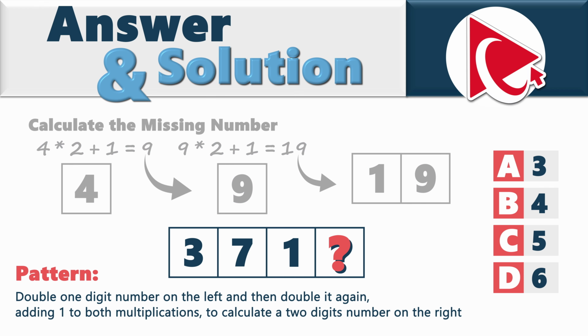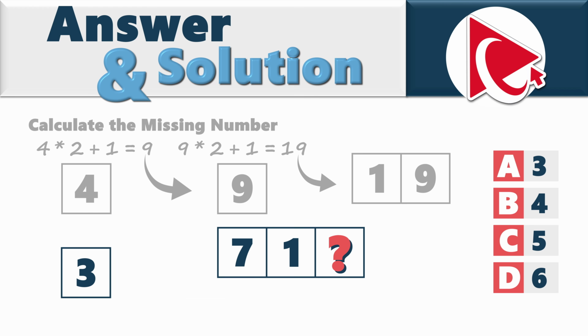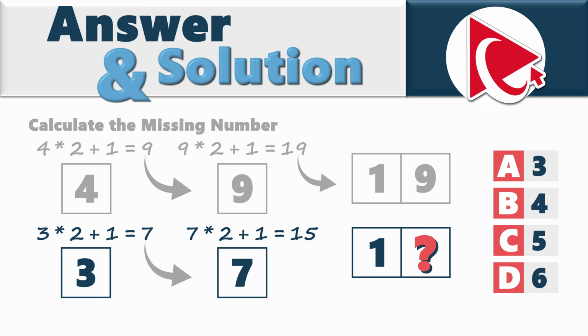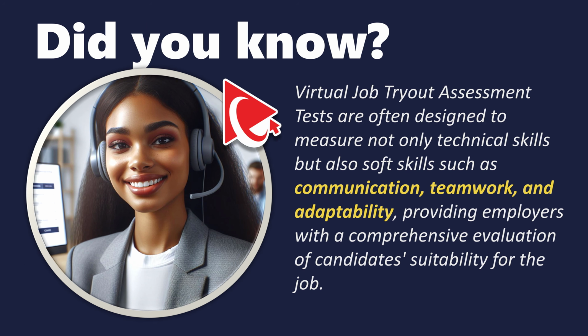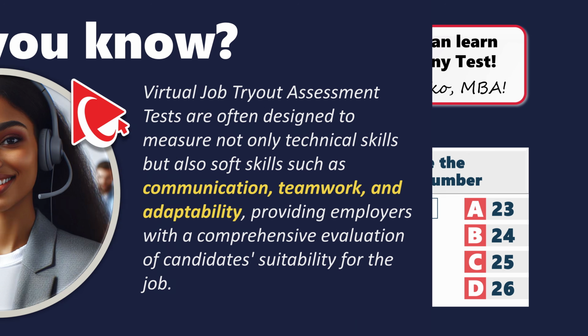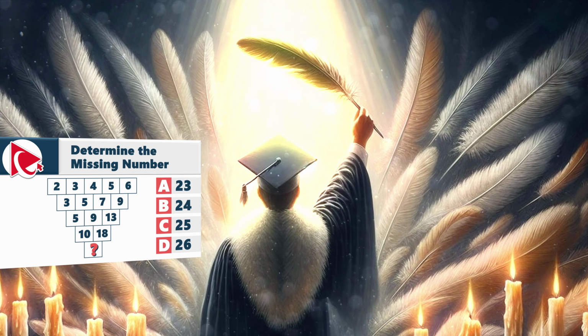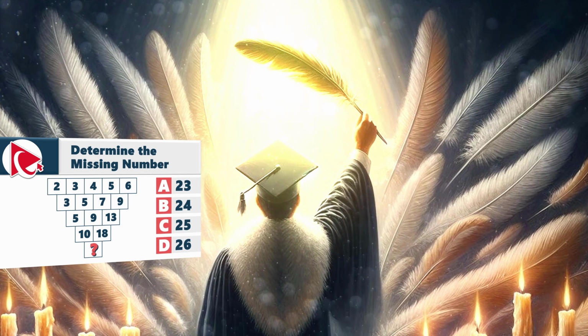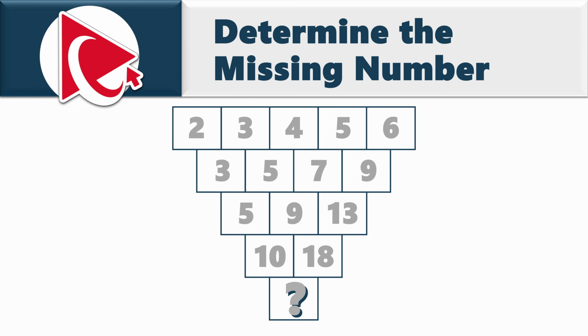Now we can calculate the missing number in the second row. 3 multiplied by 2 plus 1 equals 7. And 7 multiplied by 2 plus 1 equals 15. So the correct answer here is choice C, 5. I think it's evident that with every question you answer correctly, you are adding another feather to your cap of achievement. Keep soaring higher.